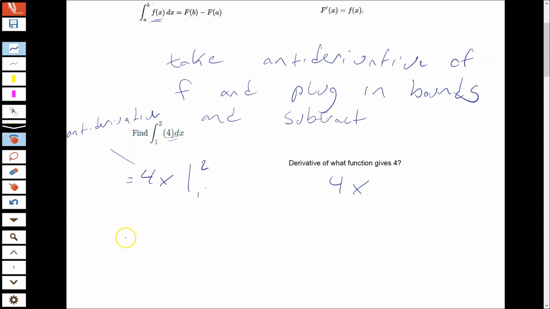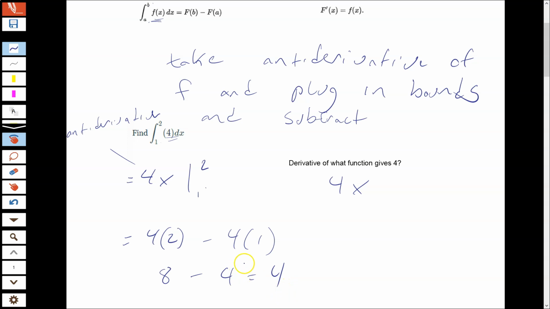And then I'm just going to plug in the bounds. So equals 4 times 2 minus 4 times 1. And notice the top one comes first in subtraction. That's important. And then that's just 8 minus 4, which is 4. So that's your very first analytic integral.